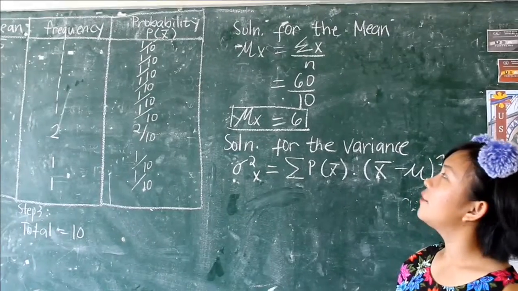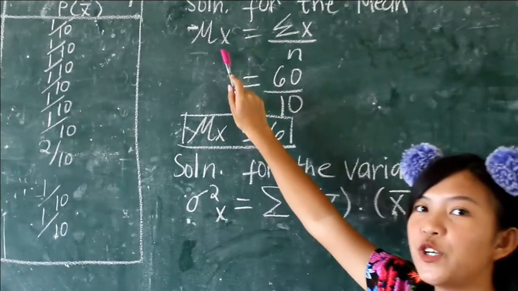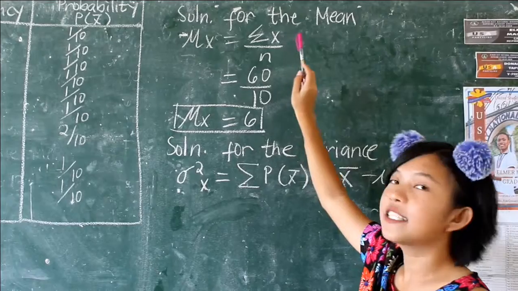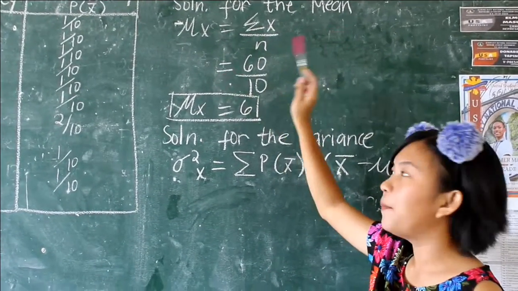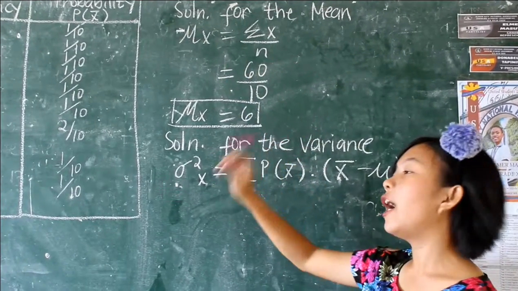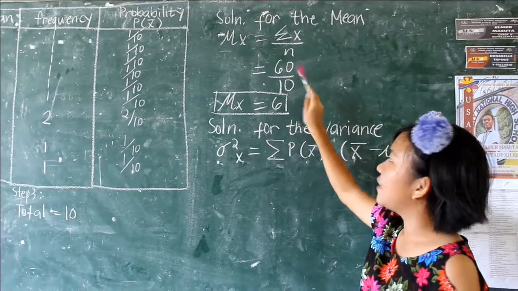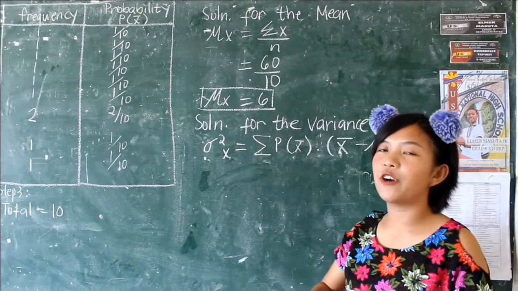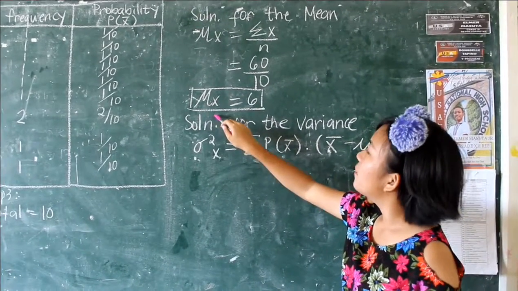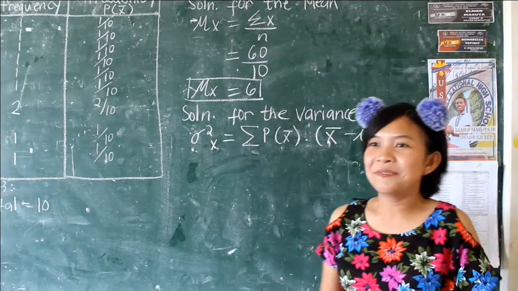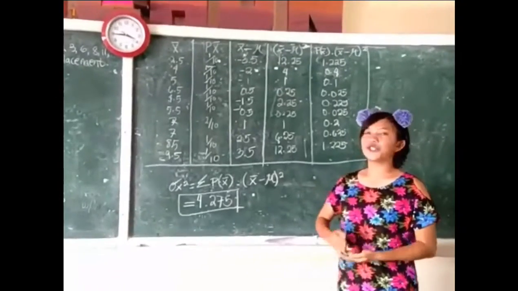The formula for finding the mean of our sampling distribution of the mean is mu sub x bar equals the sum of our means, sigma x bar, divided by our number of samples. Now we know that we have 60 divided by 10, which is the number of our samples. So we have our mean, 6. We are done solving the mean of our sampling distribution of the mean.